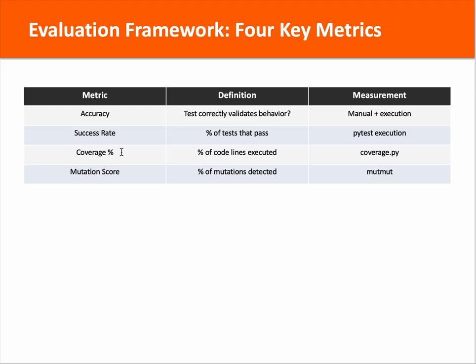And then the fourth one is the mutation score, which is the most sophisticated. We mutate the code, change a plus to a minus, greater than to a greater than or equal to, and check if the test fails. High mutation score means that the tests are sensitive to code changes. Together, this gives us a complete picture of the test quality.